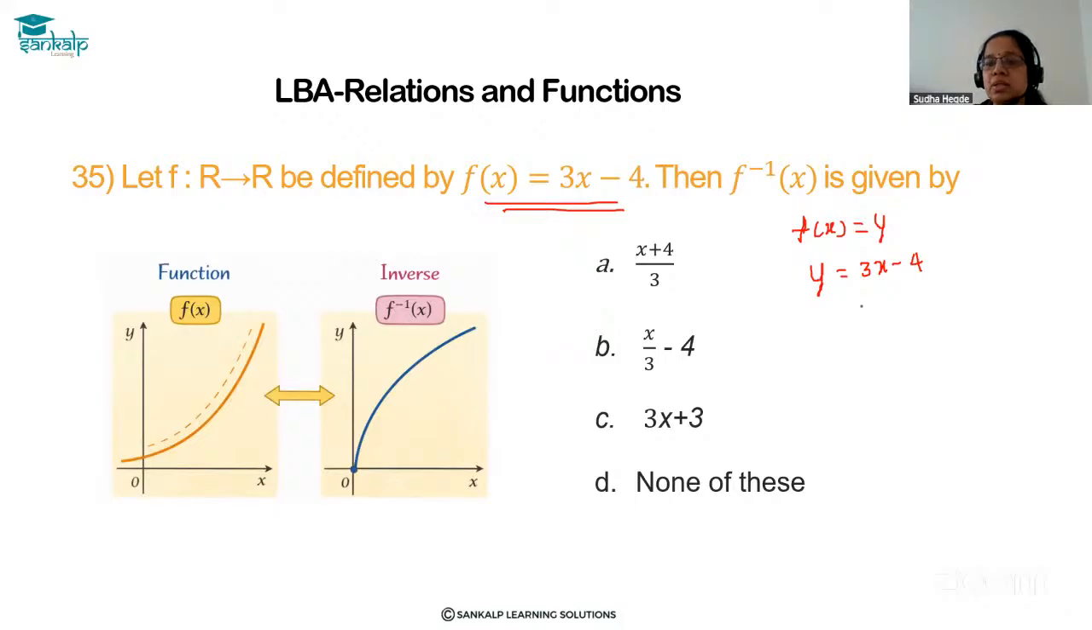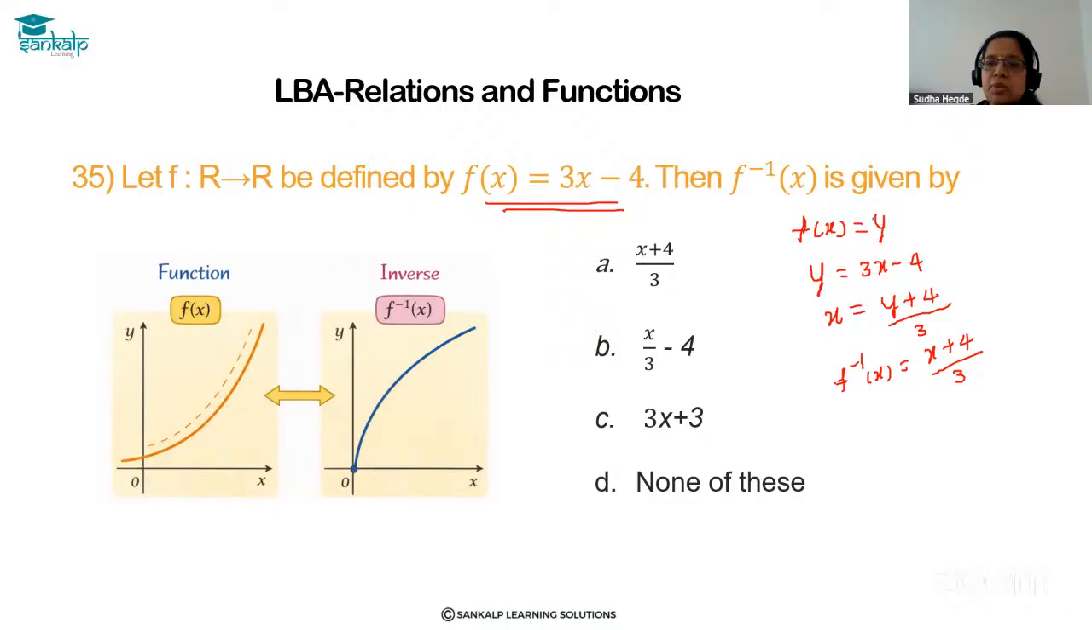Now what is the next step? Find x. X must be equal to, move this 4 to the other side. So it is y plus 4 divided by 3. What is the next step, to find the inverse? F inverse x is equal to, replace y by x: x plus 4 divided by 3. Got it?